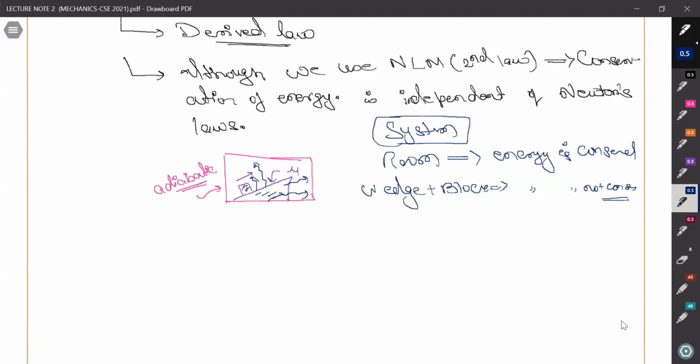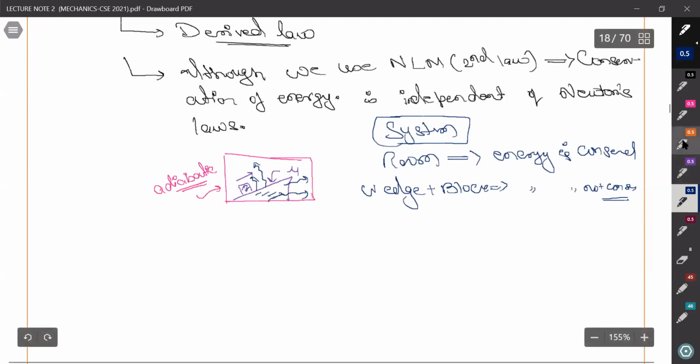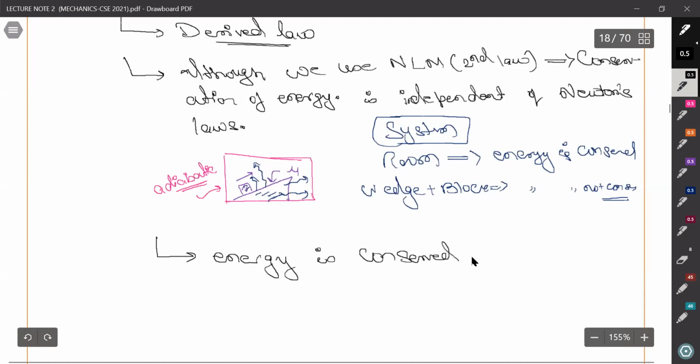Also, as a whole, in thermodynamics, we'll see that energy can neither be created nor destroyed. It is always conserved. Whether it changes form, no matter whether a conservative force acts or a non-conservative force acts, it doesn't matter. Try to understand it. Energy is always conserved.